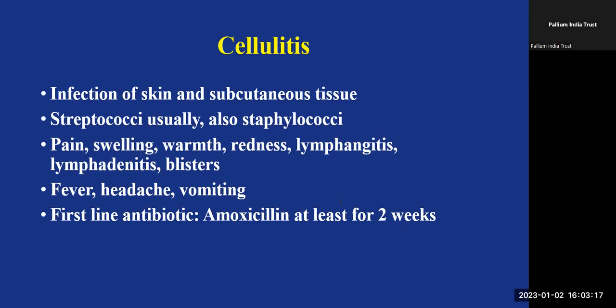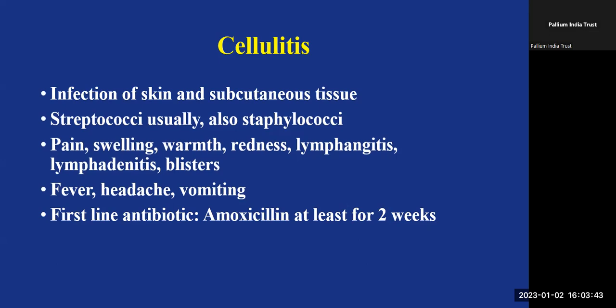If there are any signs and symptoms, if the patient is having cellulitis, definitely they will have pain, swelling, warmth, redness. These all things will be there. Fever will be there, headache will be there, vomiting will be there. So the first line antibiotic is amoxicillin. How to make them understand the importance of taking antibiotics for that.